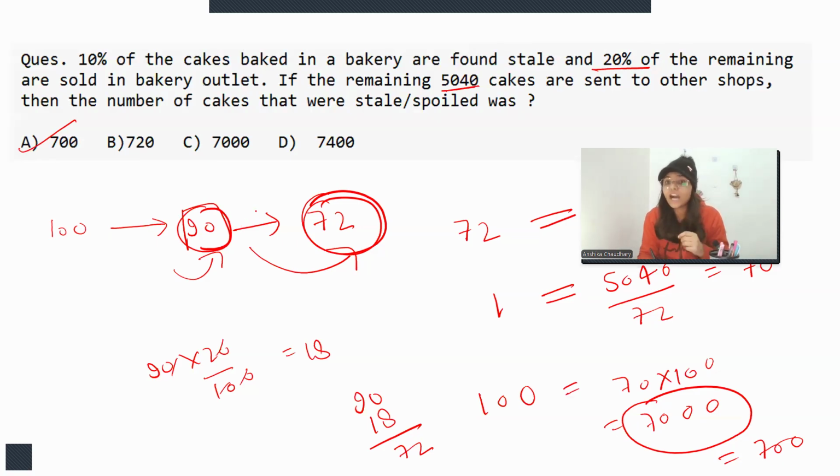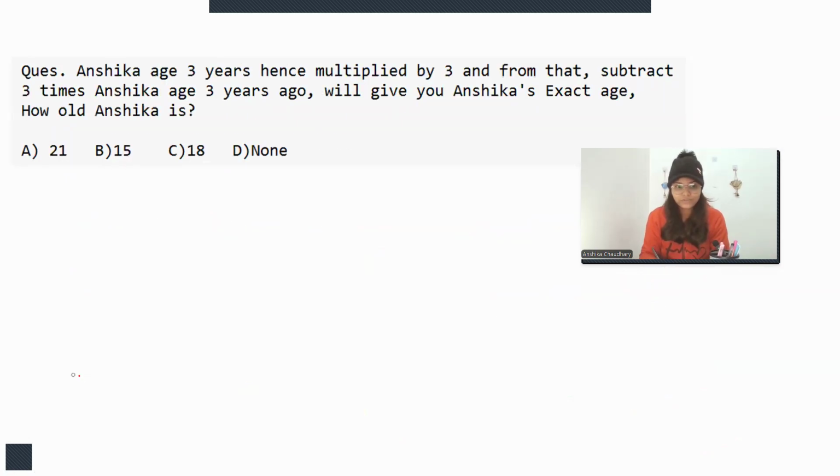If it were asking how many total cakes there were, 7,000 would be the answer, but it is asking how many cakes were stale or spoiled. So 10% of the total. We have 7,000 in total, so 10% will be 700. I hope it is clear to you, right? Now you have seen how easy it is if we take 100, right? Let's move on to the next question.